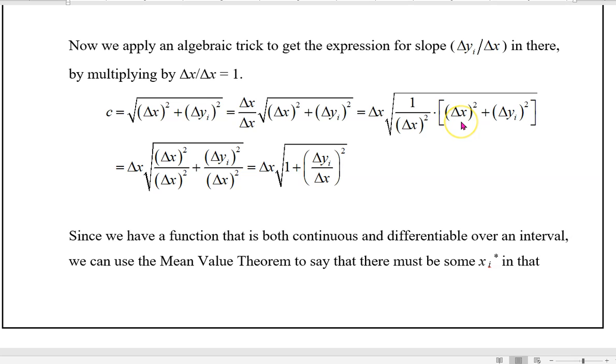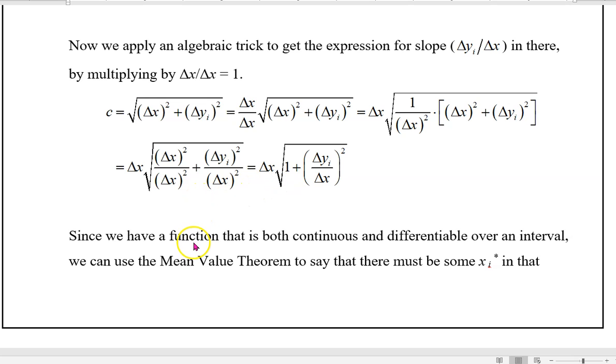Since we've used a regular partition, all of our delta x's are the same, so we get delta x squared divided by delta x squared, which of course is the number 1. Then we have delta y sub i, the change in the y values on the ith cut, divided by delta x, squared. This would be the slope of that ith sub-rectangle or ith sub-triangle. And this gives us our formula right here.